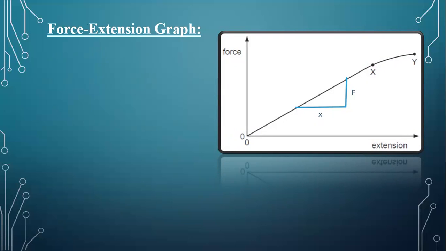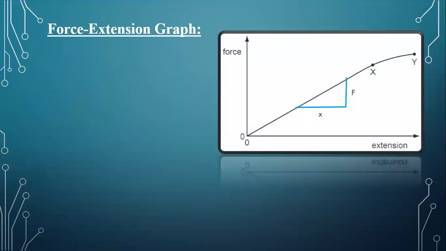So from O to X, or from the origin to this point X, this straight line shows that force and extension are directly proportional to each other. So it is also called the limit of proportionality. Here we can also call it the limit of proportionality. So this limit of proportionality actually defines Hooke's law.